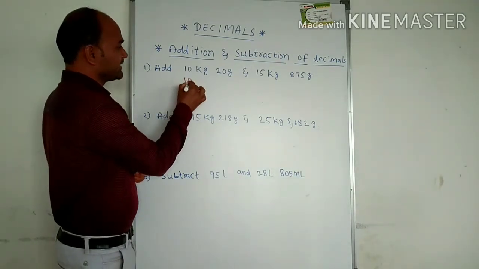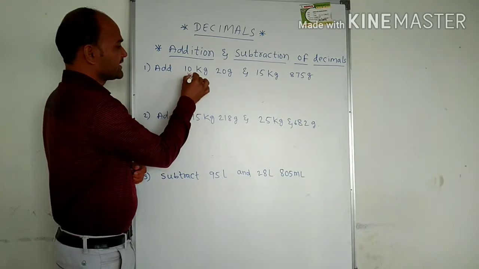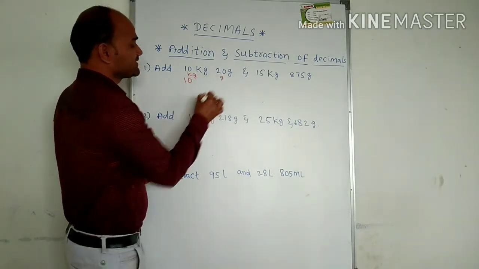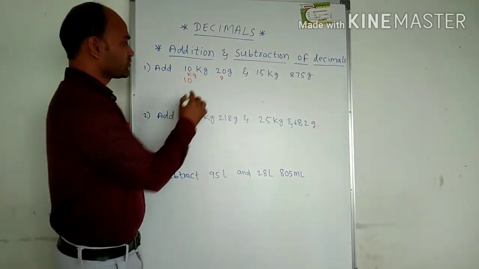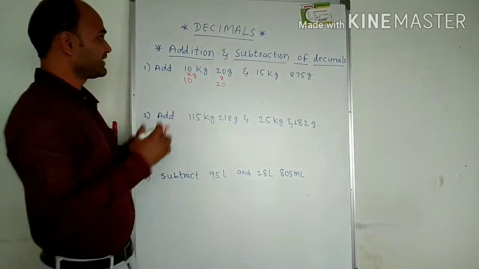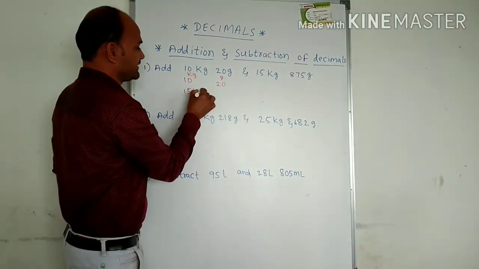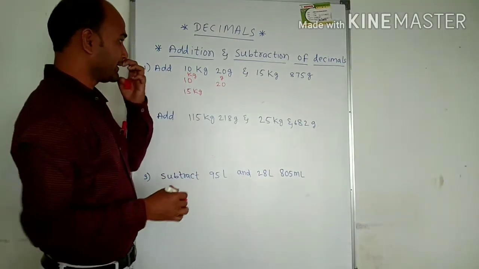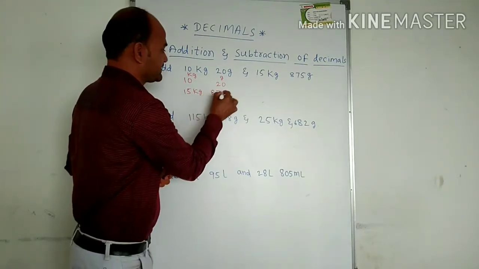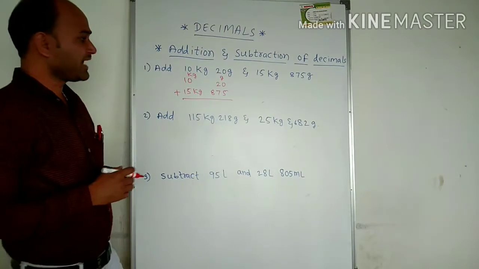Here 10 kg and 20 gram. It means we can write kg here and gram here. So 10 kg is there, so we can write 10 point, and then the grams. Then the next one, 15 kg and 875 grams. Now we can add these all.